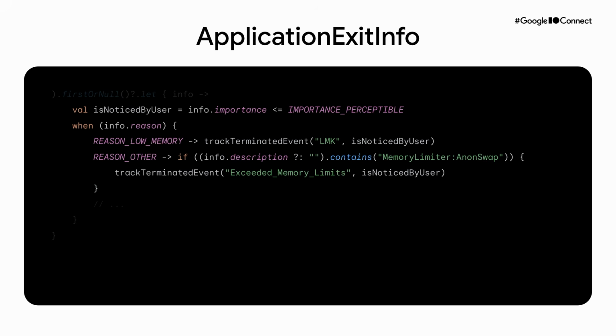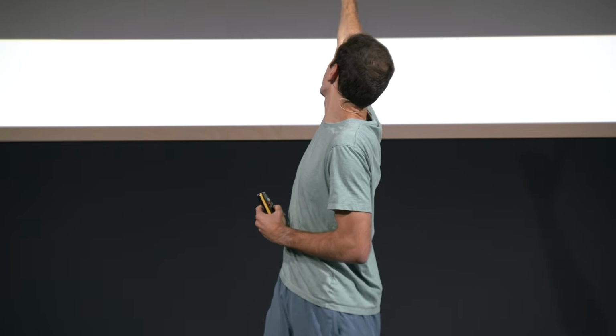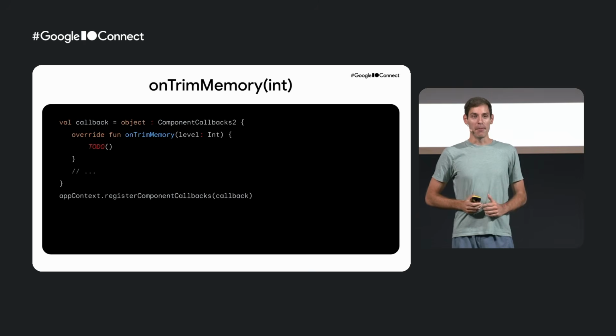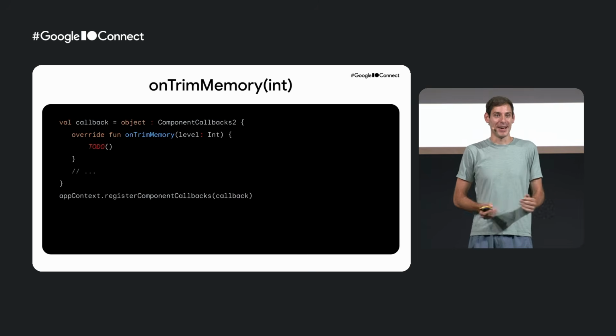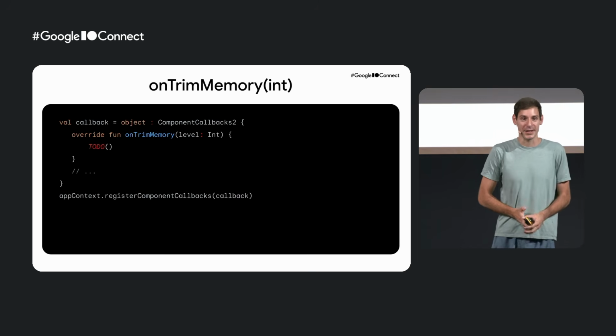Another thing I want to do is, you remember I told you that in Android 17 we have introduced a new mechanism based on cgroups to limit your anon plus swap memory. Well, that is also something that you can check here. You can look for a description which needs to contain memory limiter anon swap. Soon there will be a reason that you can look for as well. And this was just the big red button that the OS has to use if the memory pressure is extreme.